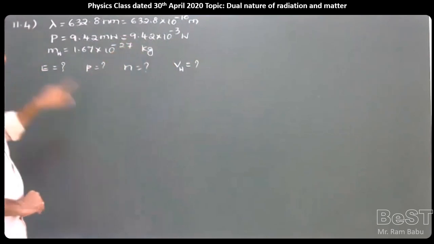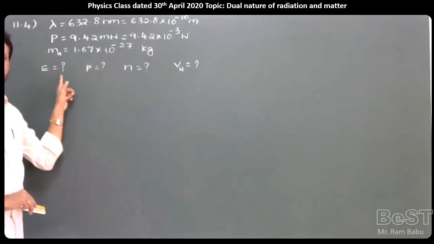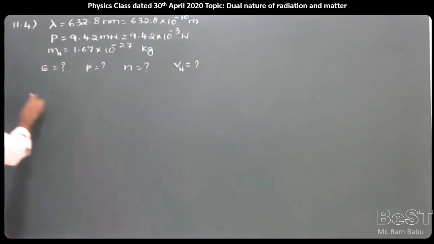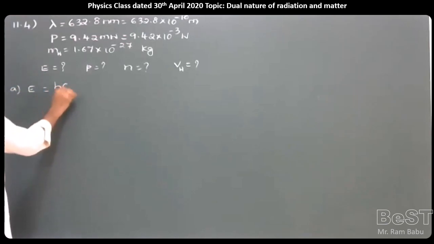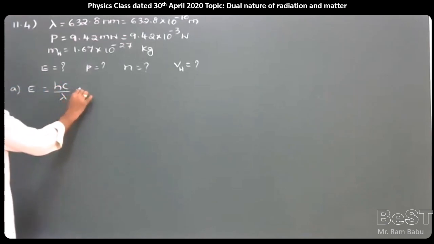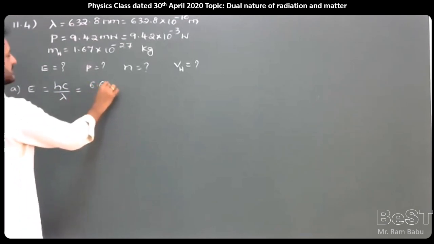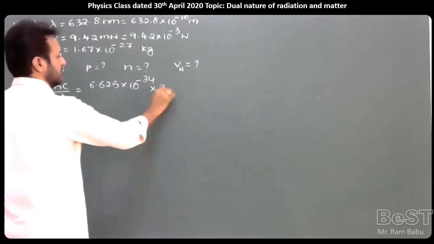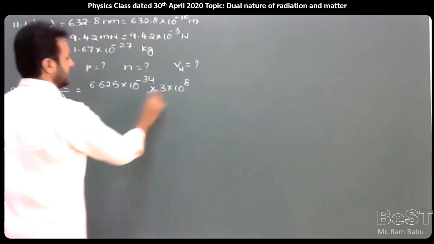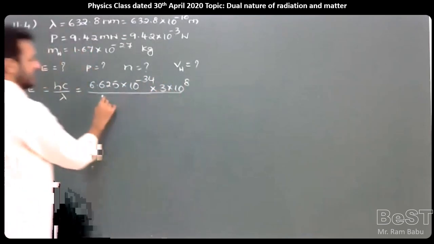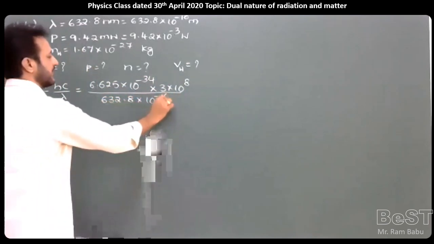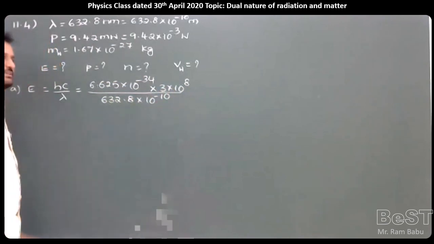So they asked 4 questions. First one, find the energy of each photon. Yesterday we calculated this value, and how much did you get? Energy of each photon, E is equal to the formula hc by lambda, and on substitution 6.625 into 10 to the power of minus 34, speed of light, already we know, 3 into 10 power 8, divided by 632.8 into 10 to the power of minus 10. And on simplification, how much did you get as the value?